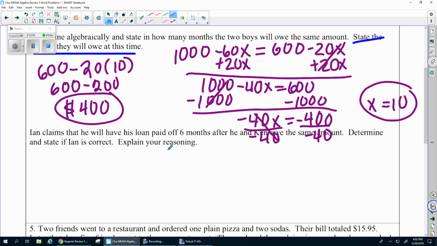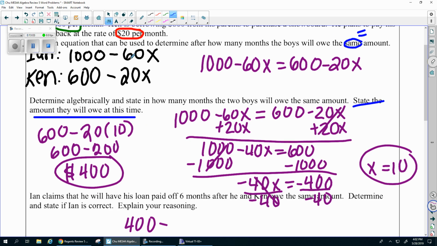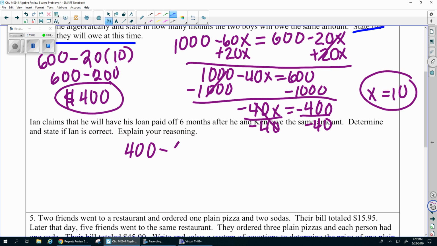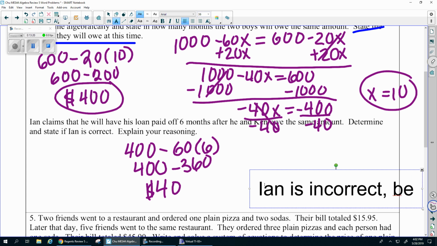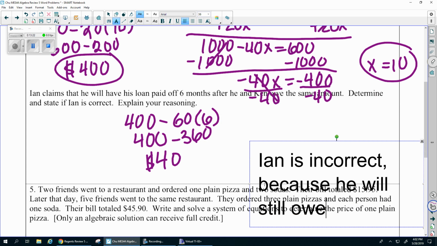So Ian claims that he will pay his loan off 6 months after he and Ken owe the same amount. So when they owe the same amount, they both owe $400. 6 months later, Ian pays off $60 a month. So 60 times 6. I get that this is 400 minus 360, which is $40. So Ian is incorrect because he will still owe $40.